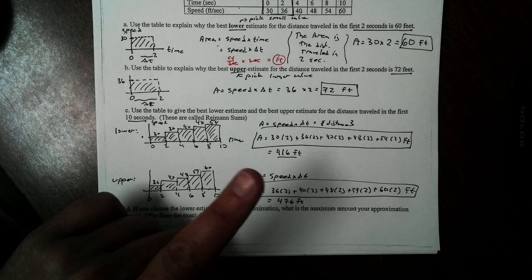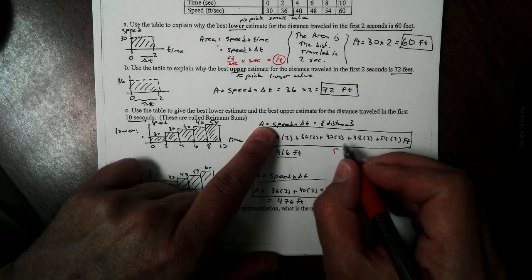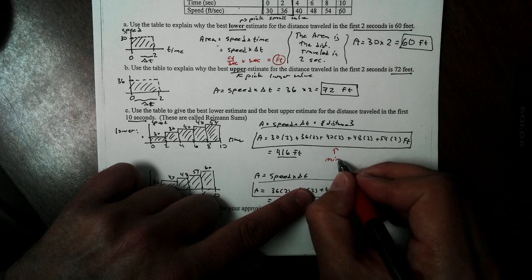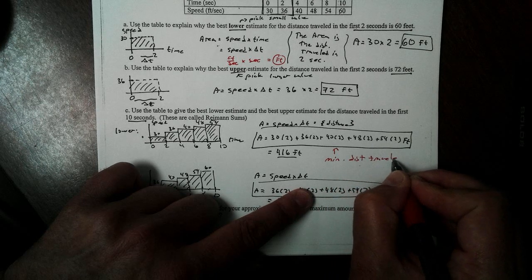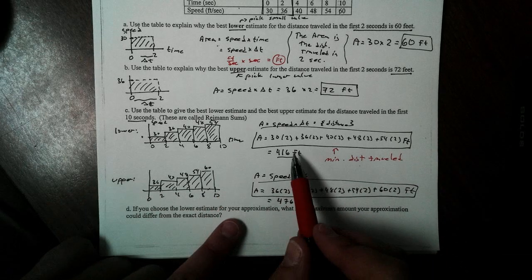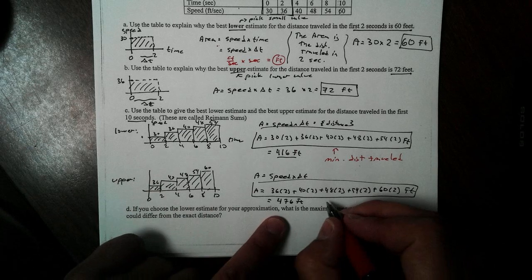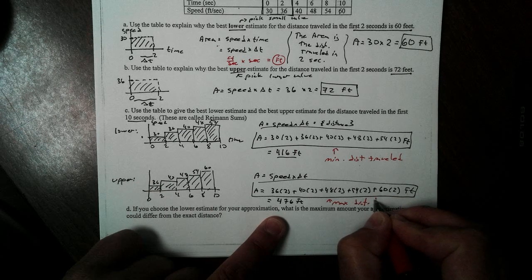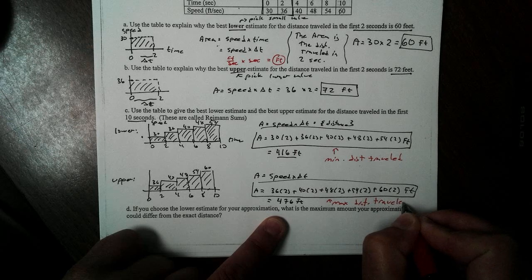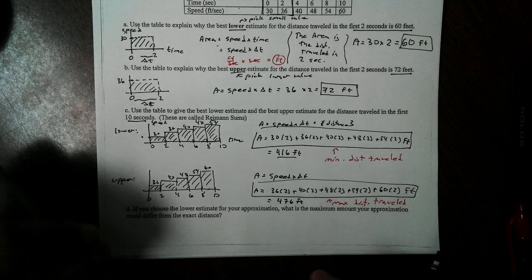Now, what is this telling us? The lower estimate, remember, is telling me the minimum distance traveled. If the car is constantly speeding up, this is the least that we would go. What was the upper estimate? Well, this is giving us the maximum distance traveled. Minimum, maximum, sounds kind of familiar. We might see those words again later on.